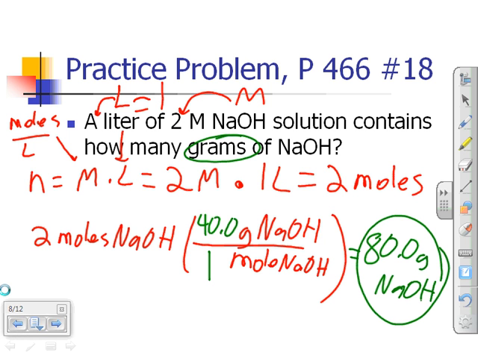So if I want to make up a liter of 2 molar sodium hydroxide solution, I would need 80.0 grams of it. So I take 80.0 grams, put it in my container, add enough water to give me exactly 1 liter, mix it up, dissolve everything, and I am set to go.